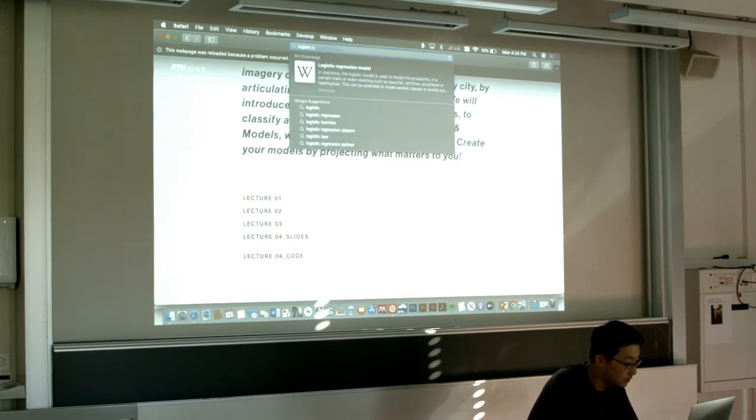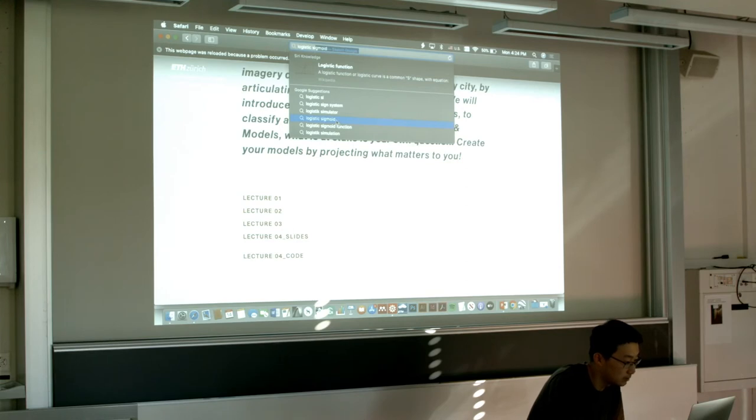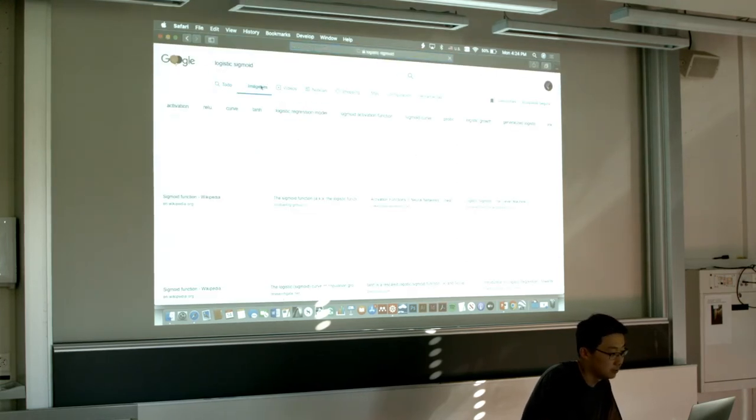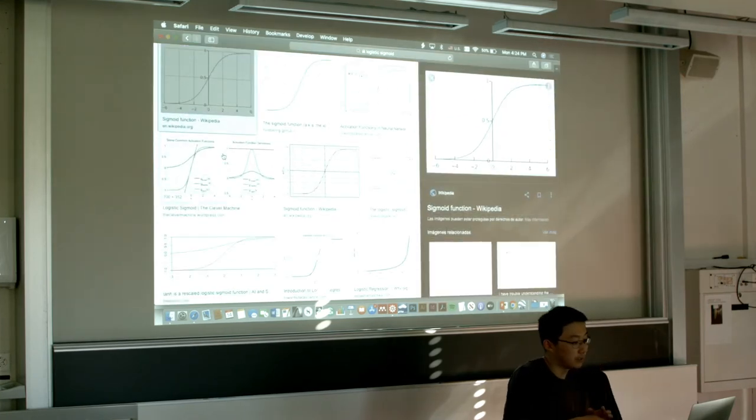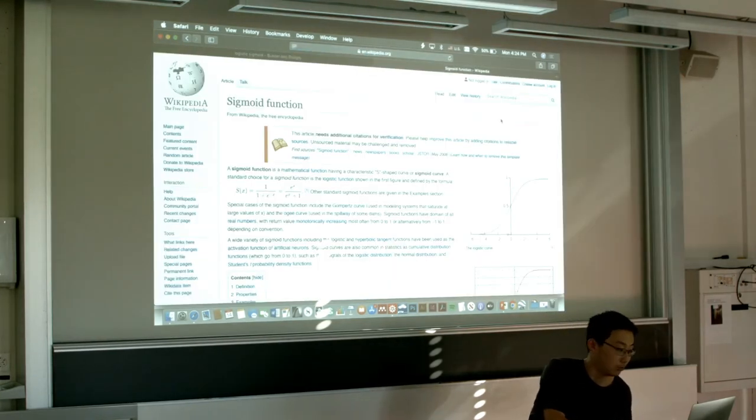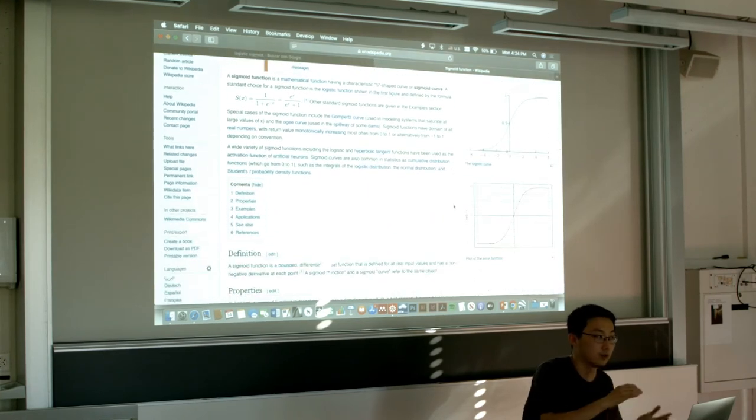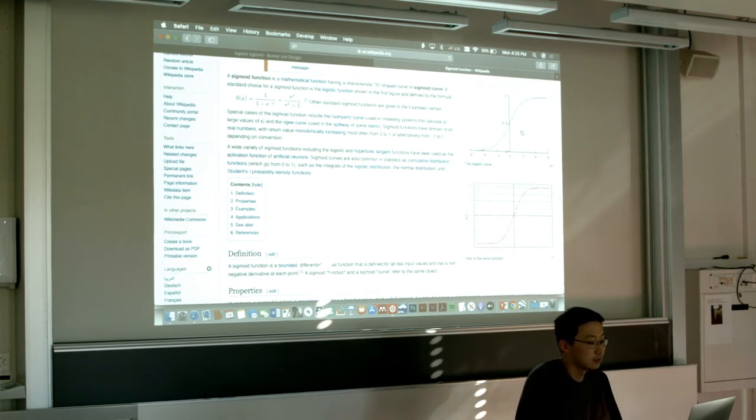Logistic sigmoid. It's a function that maps every input to the range of 0 and 1. This is how the function looks. Of course there are parameters to play with, but this is the default setting. The input will be from negative infinity to positive infinity, and the output will be from 0 to 1.